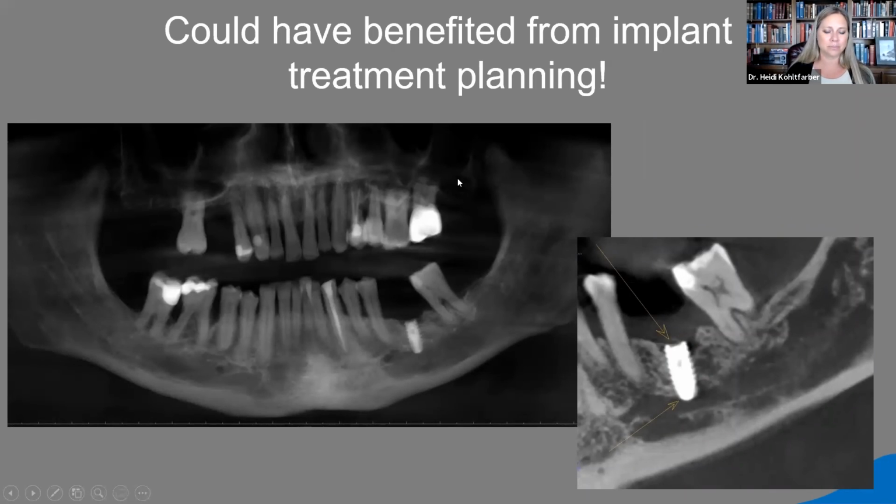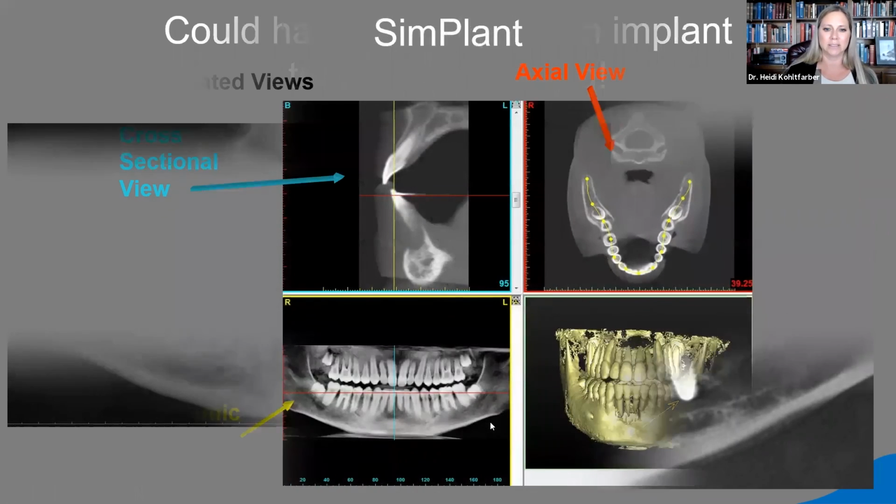Here's another one. Patient with severe periodontal disease, and we made sure we seated that implant, and it's seated right into the mandibular canal. So that is a really bad day, and obviously, clearly, this is not something that's restorable.